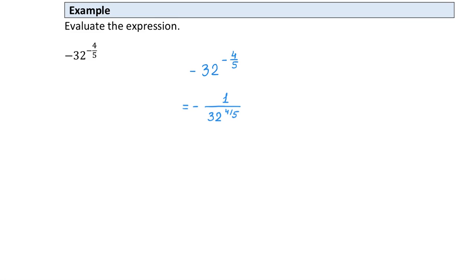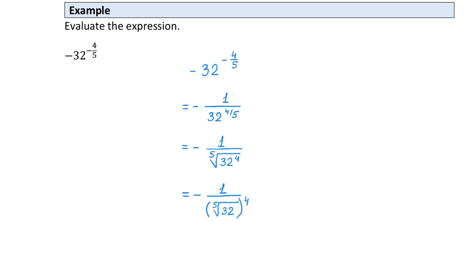Now in the denominator, we will convert this expression into radical form. So we will get negative 1 over, let's start a radical. Inside we will write 32 and the exponent will be 4 and the index will be 5. Now because 32 to the power of 4 will give us a very large number, let's rewrite this and have the exponent 4 outside. So inside the parentheses we will have the fifth root of 32, then all this will be raised to the power of 4.